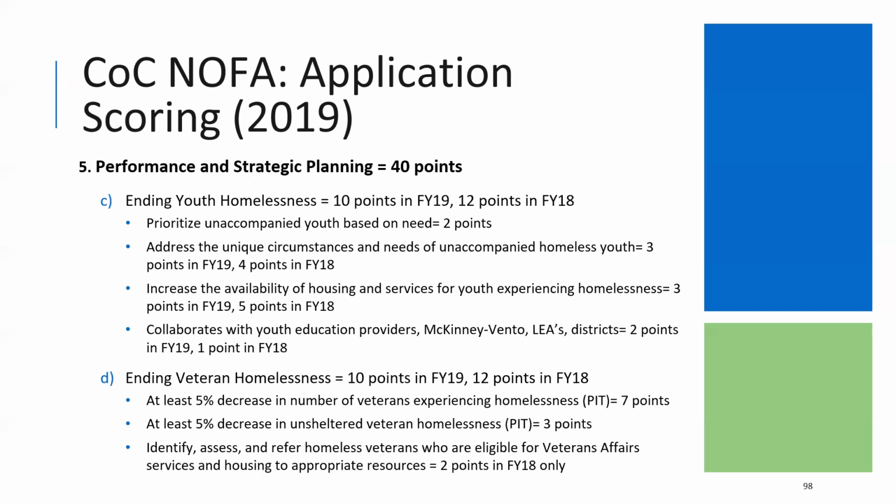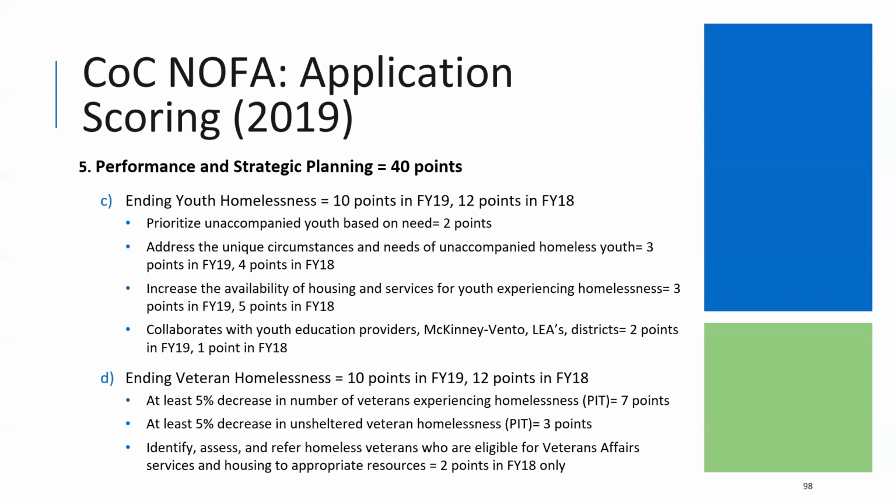So how are you prioritizing youth based on needs? How are you addressing the unique circumstances and needs of unaccompanied homeless youth? Are you increasing the number of housing resources and services for youth over time? And how are you collaborating with the education system, whether that's youth education providers, McKinney-Vento liaisons who specifically serve youth experiencing homelessness, your local education agencies, your school districts?